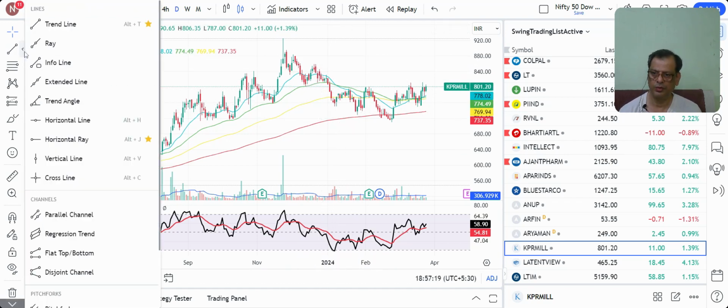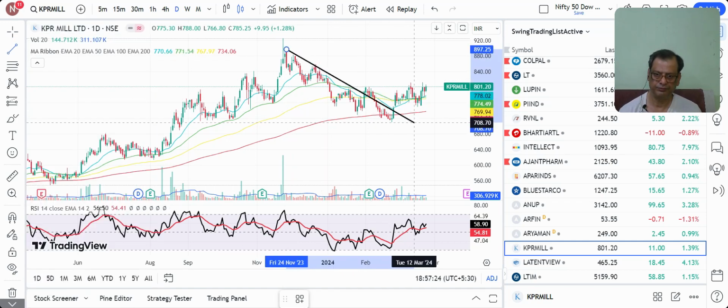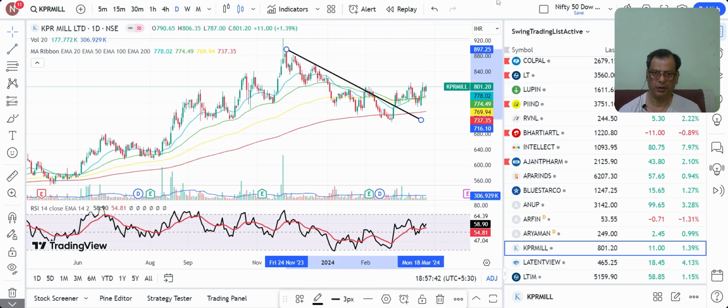So what we would do is we would draw a trend line. You would basically draw a trend line here, and what I've done basically is taken the maximum number of touches that I can, and we are basically waiting for a trend line breakout.